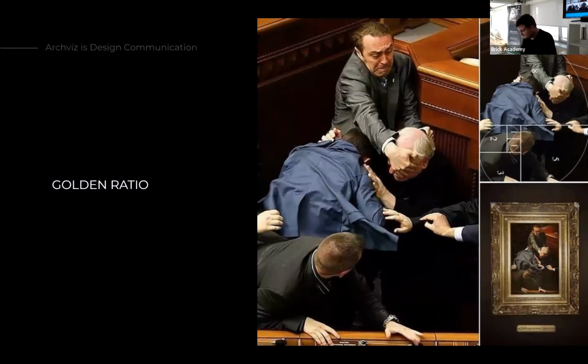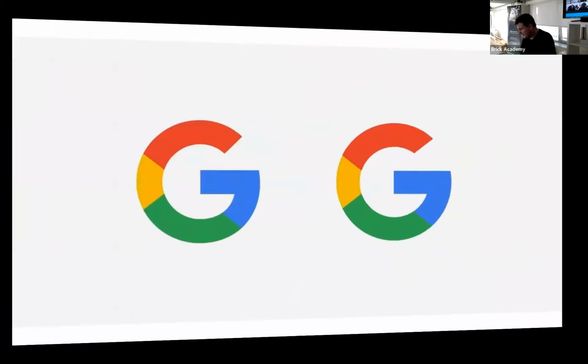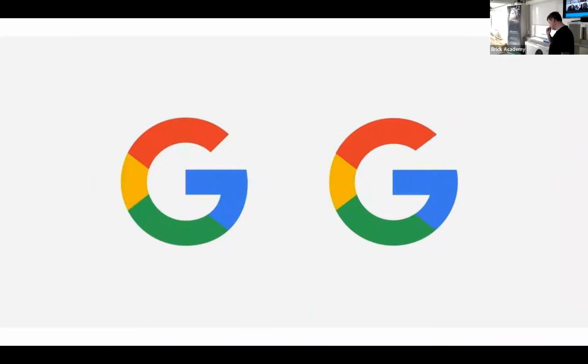Other examples. I will skip this slide, sorry. But about composition rules, this is an example of how I try to explain how you should handle composition rules. This is a Google logo. One of them is the real one. One of them is not the real one. First things first, can you tell me which one is the correct one?